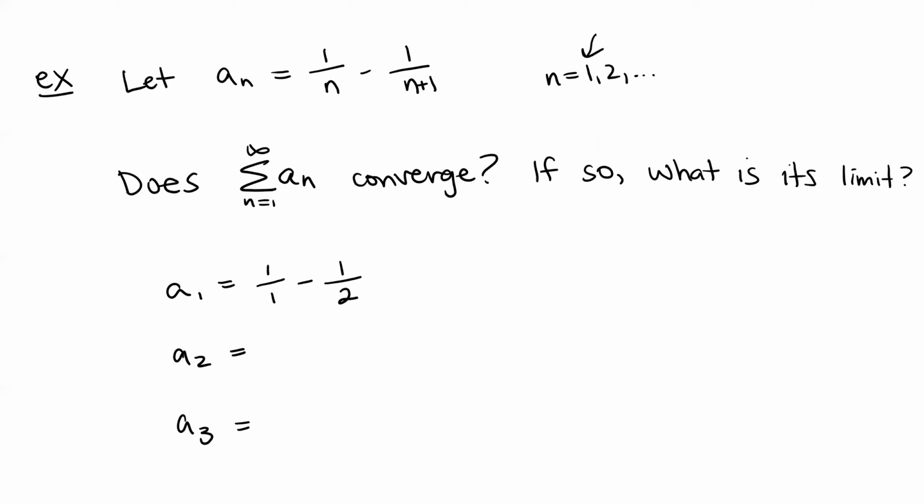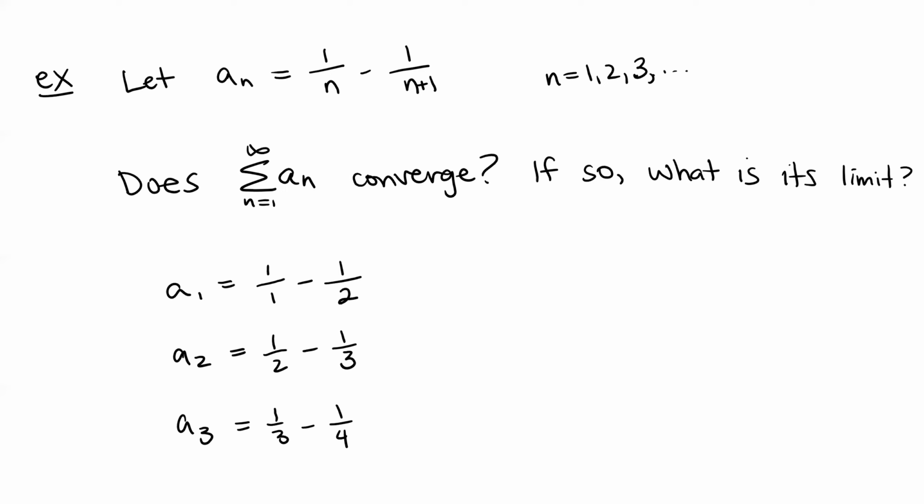A2 is equal to, now we're going to plug n equals 2 in here and here. So we will get 1 half minus 1 third. Okay, let's also do this for n equals 3. When we plug n equals 3 in, we get A3 is equal to 1 third minus 1 quarter. And we could keep going. So we have some of the terms here.